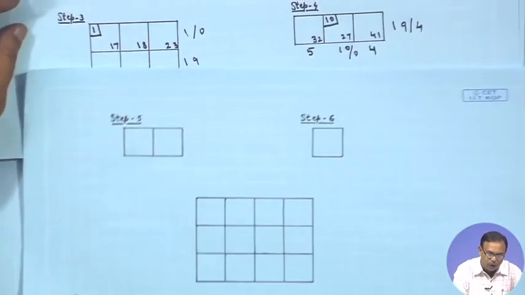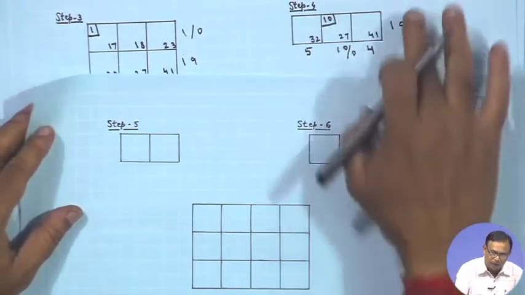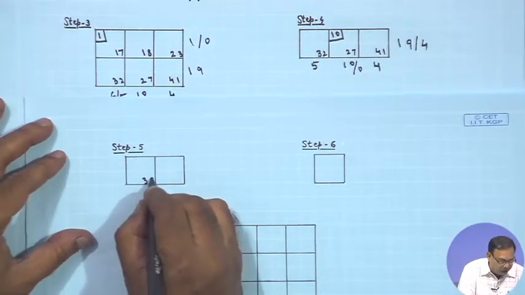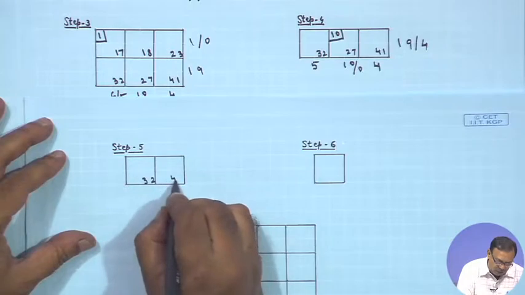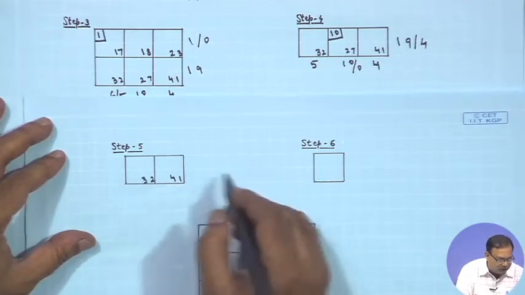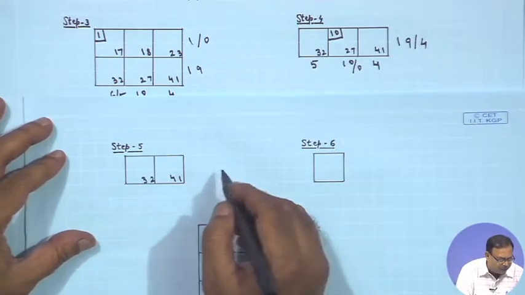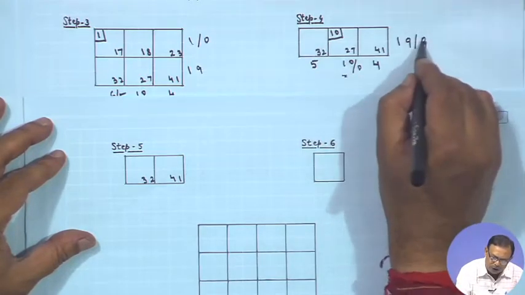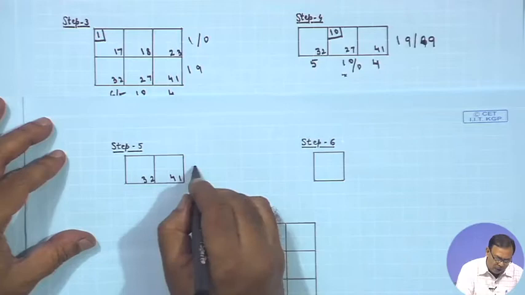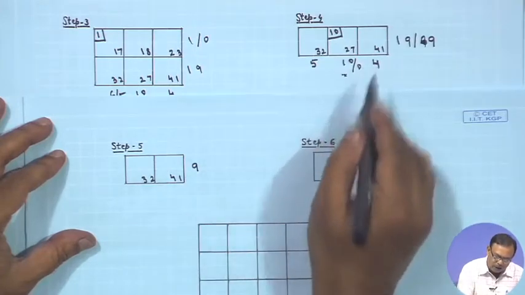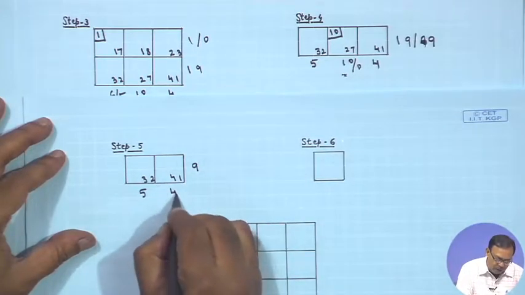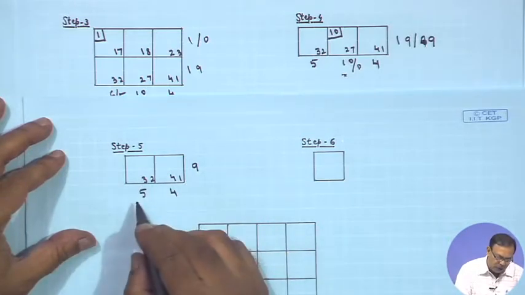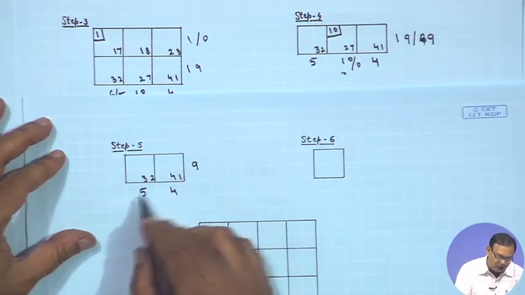So, in the next one, from here you are having 32 and 41. Sorry, 10 has been removed, so this will be not 4, but 9. So, here it will be 9, here it is 5 and 4. Minimum of 32 and 41 is 32, and minimum of 5, 9 is 5.